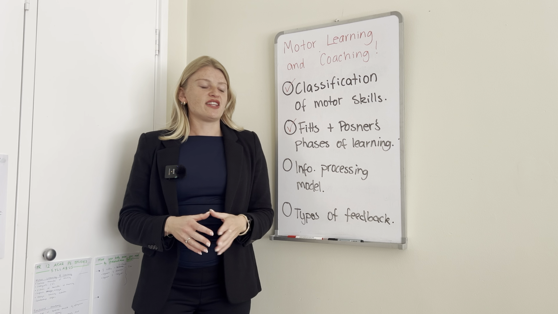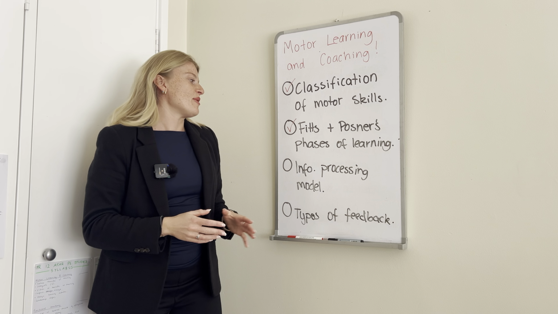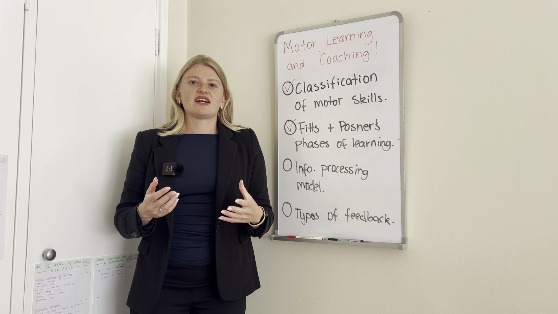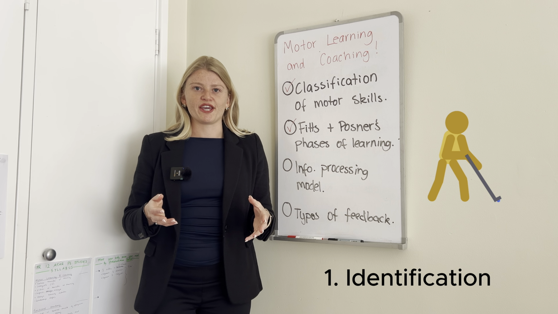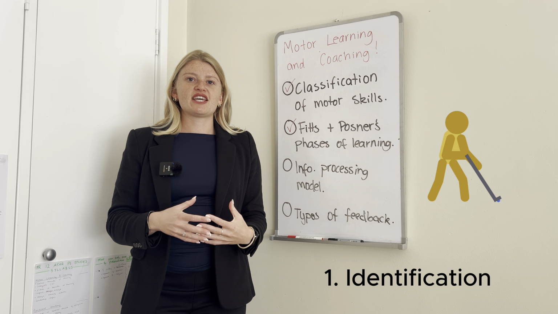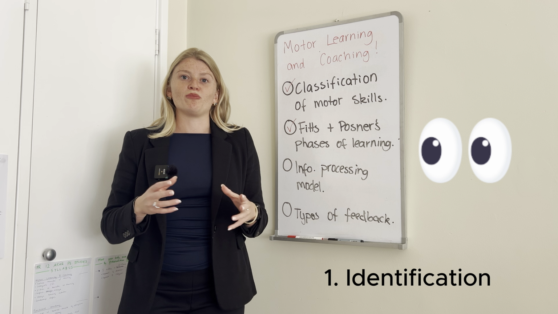Now we are moving on to the information processing model during skill performance. So the first step of information processing is identification of the stimulus. So we're going to use the example of playing hockey. So let's say I'm on a team and I am looking for the ball and looking how I'm going to execute my lead to the ball.